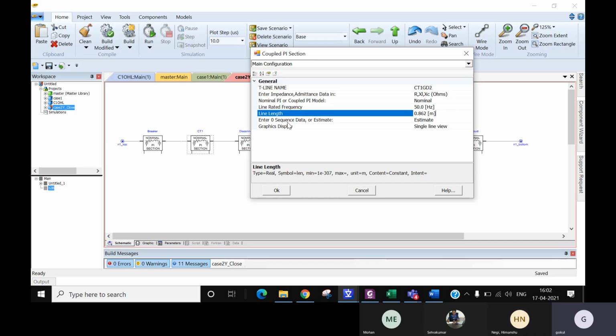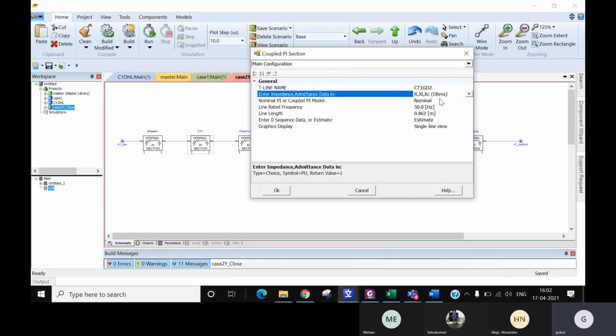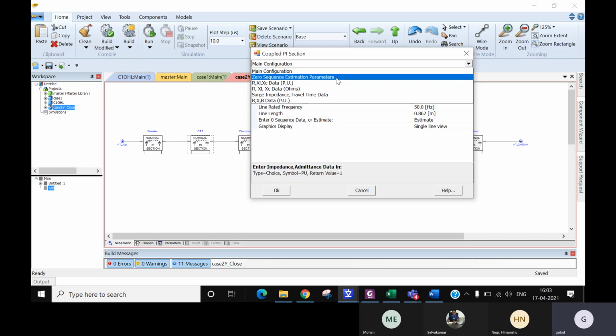Then for the zero sequence, you have to give estimate. Next, because I have the L and C values with me, which are in ohms, I'm going to take this value. If, for example, I have the surge impedance, then I can go for this value. Or if you have a per unit value, you can go to this value. So based on the data availability, you have to choose. I have this value, so I can easily go with that.